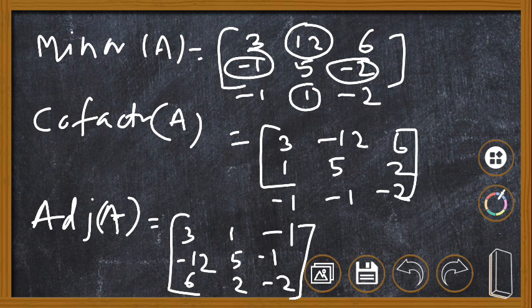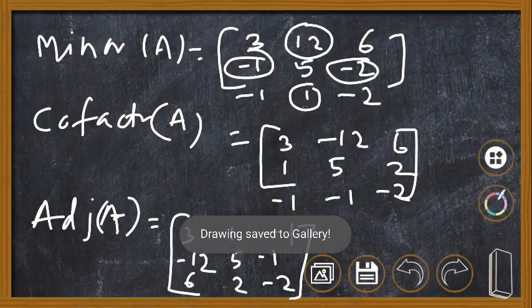So this is very, very important. Adjoint is required for finding the inverse of any matrix, right? So I will be directly taking the formula for finding the inverse of any matrix by using the adjoints, right? So let us proceed further. Our next topic is inverse of a matrix.